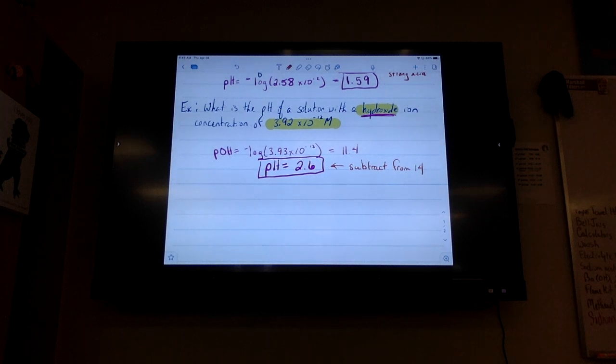Okay. Yes. You hit negative, and negative's at the bottom, log, and then the number that I give you. And if I give you in scientific notation, great. If I don't, great. It does not matter. Does not matter.